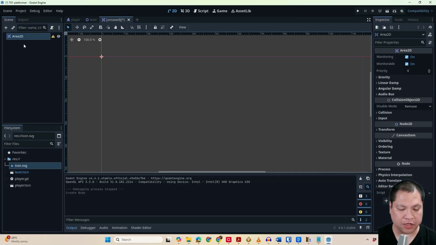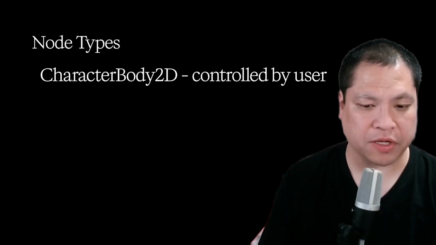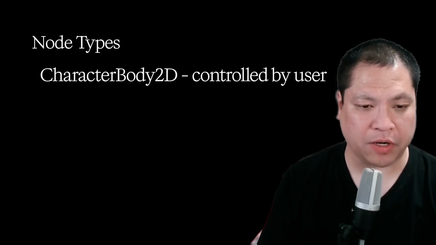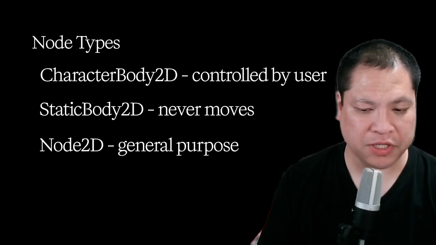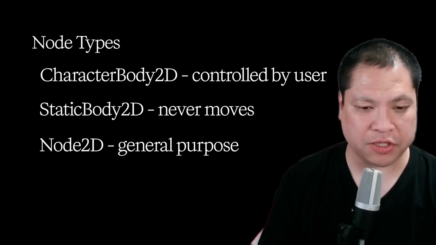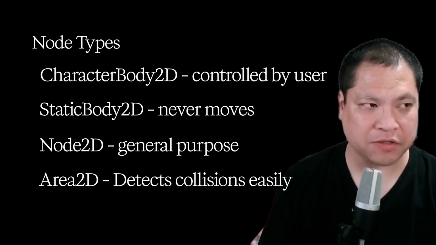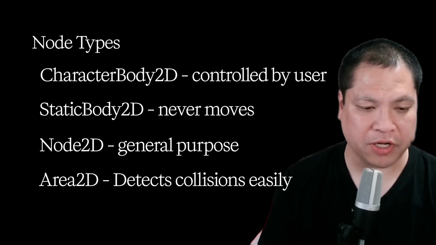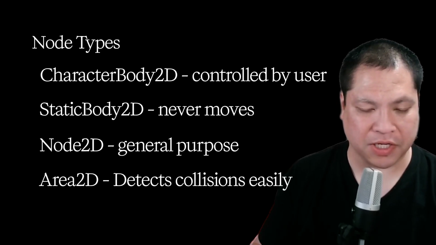So just to review, the nodes that we've used so far are character body, which is meant to be something that is controlled by the user. And so usually the player is going to be a character body 2D. We've had static body 2D, which is something that just basically stays in place and doesn't move. And we've also had node 2D, which doesn't have any special properties. It's just kind of an all-purpose general node. And now we have, for the first time, area 2D, which the special thing about area 2D is that it's very good at detecting things that touch it. And so that's exactly what we want.